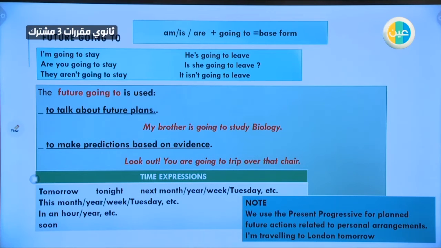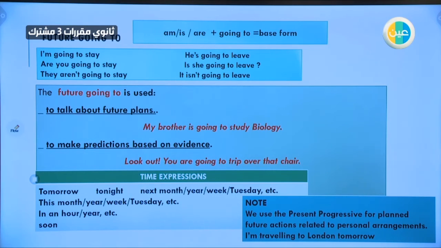Usually the time expressions for future, words that refer to the future, like what? Tomorrow, tonight, next month, or year, or next week, or next Tuesday, this month, this year, this week, in an hour, in a year from now, soon. So all of them refer to the future.